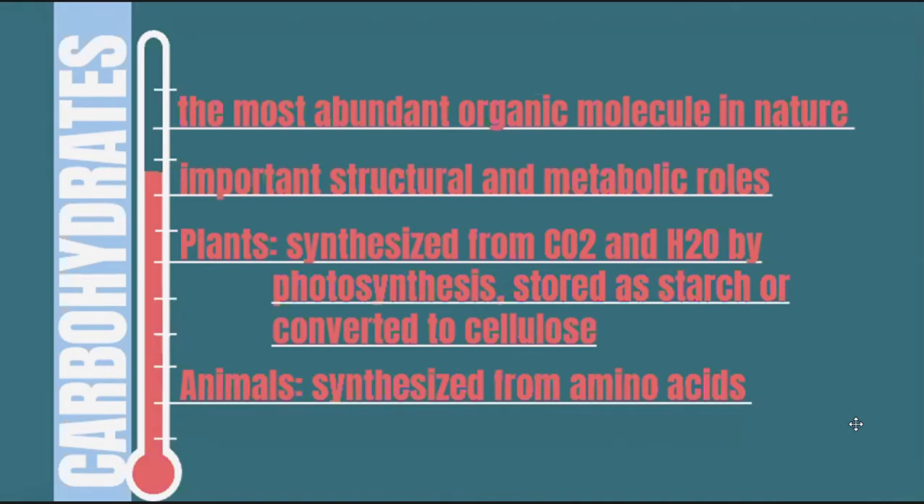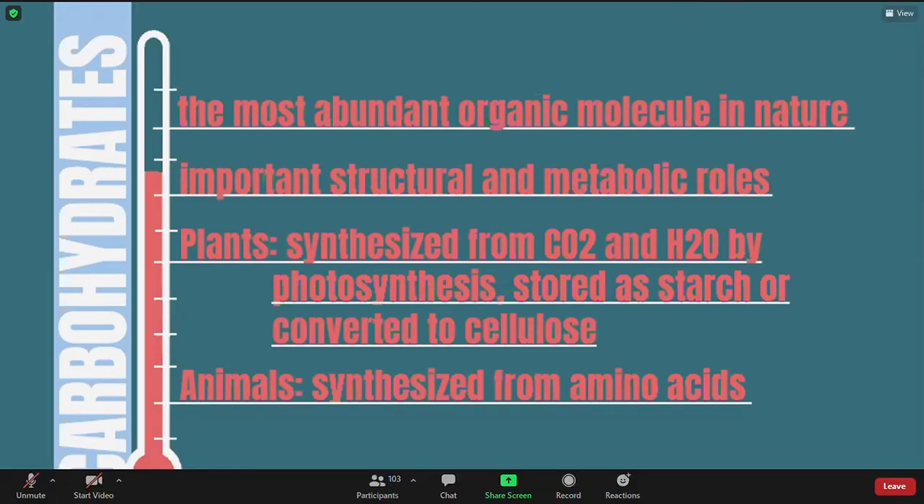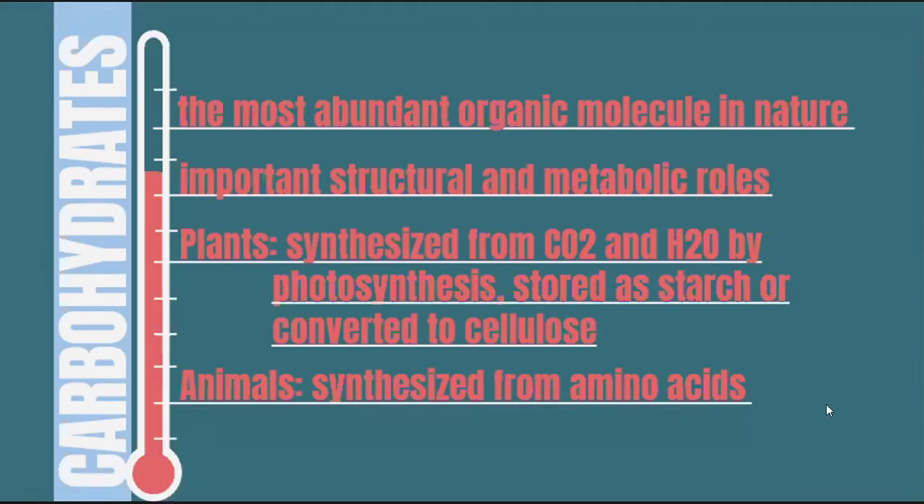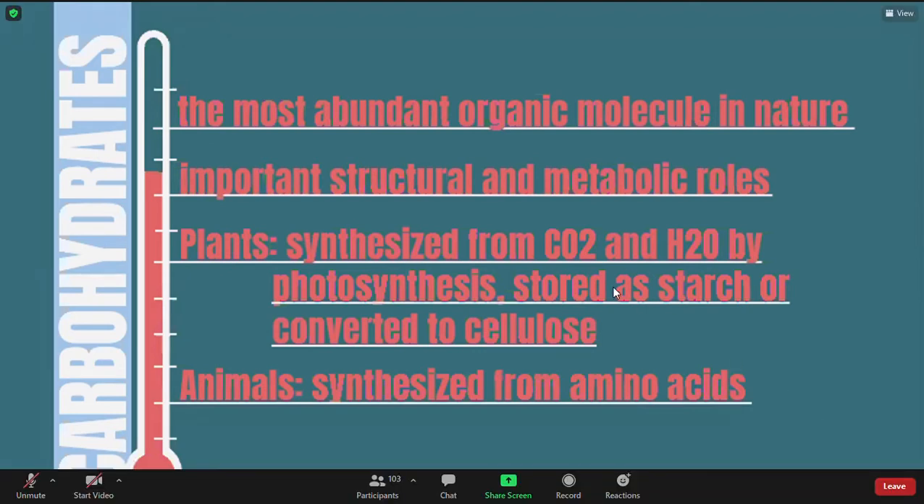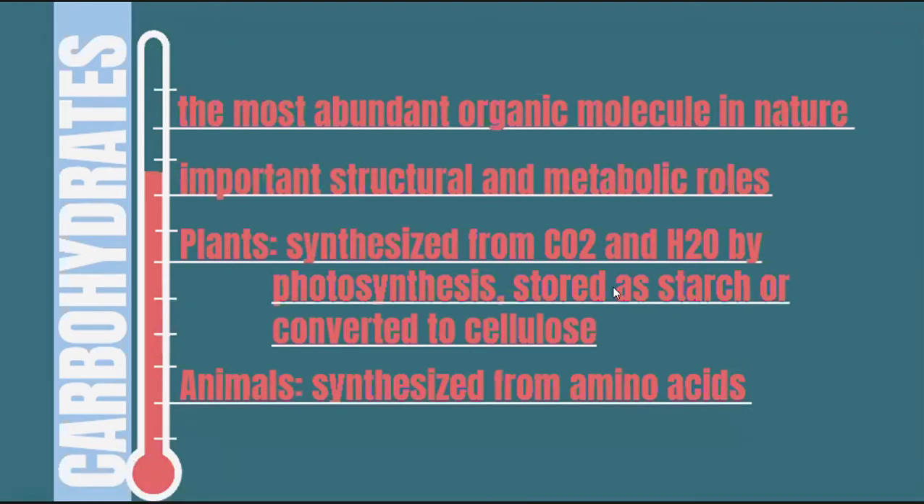Basically, there's a saying that each year photosynthesis converts more than 100 billion metric tons of carbon dioxide and water into cellulose, which is a carbohydrate, and other plant products. It has an important structural and metabolic role, and it is synthesized in animals from amino acids. It is distributed in plants and animals.